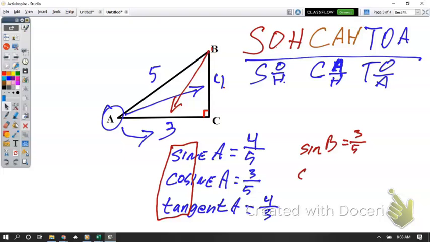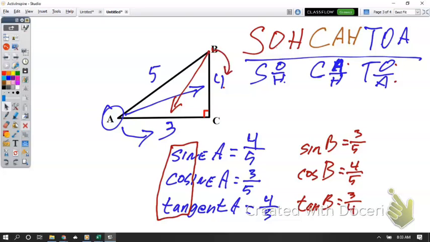The cosine of angle B is equal to, see, it says the adjacent over the hypotenuse. So adjacent to B is 4. That's the one right next to it. And the hypotenuse is still 5. All right, and last, we're going to do the tangent of angle B. Tangent is opposite over adjacent. So opposite is 3, and the adjacent, the leg right next to it, is 4.